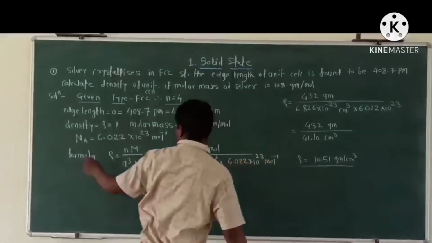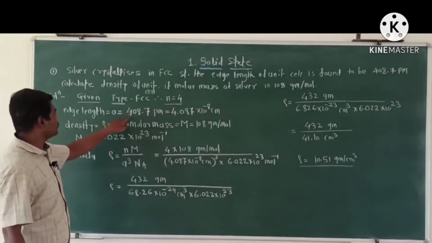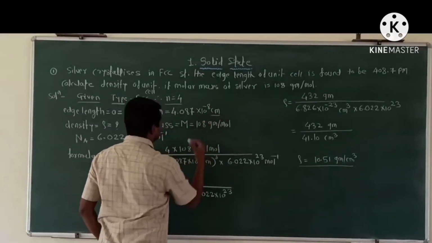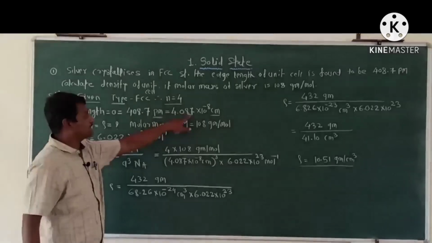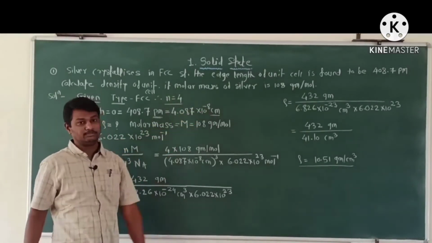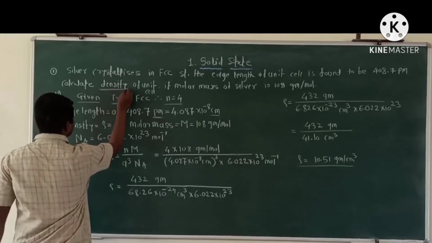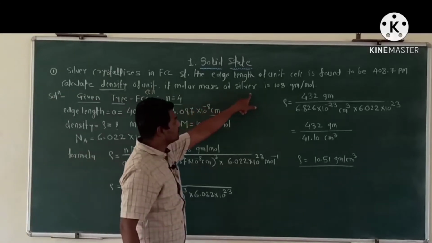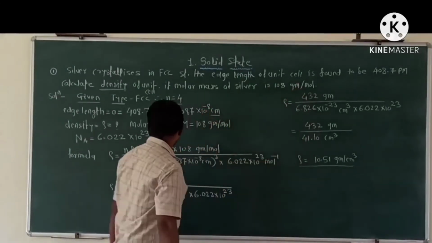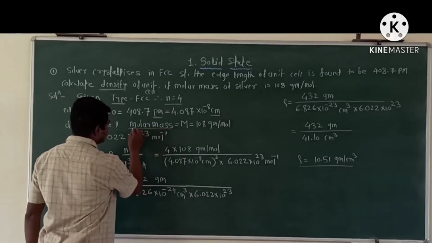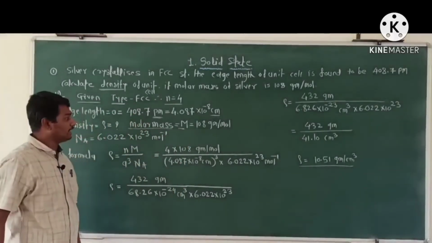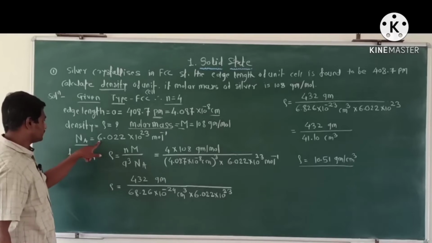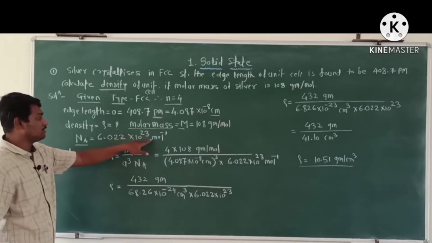Okay, now next, the edge length of a unit cell is found to be 408.7 picometer. The edge length a is equal to 408.7 picometer. Convert this picometer into centimeter, that is 4.087 into 10 raised to minus 8 centimeter. Next, calculate the density of a unit cell if the molar mass of silver is 108 gram per mole. The molar mass, that is capital M, is 108 gram per mole. And next, Avogadro's number, this is a standard quantity, 6.022 into 10 raised to 23 per mole.